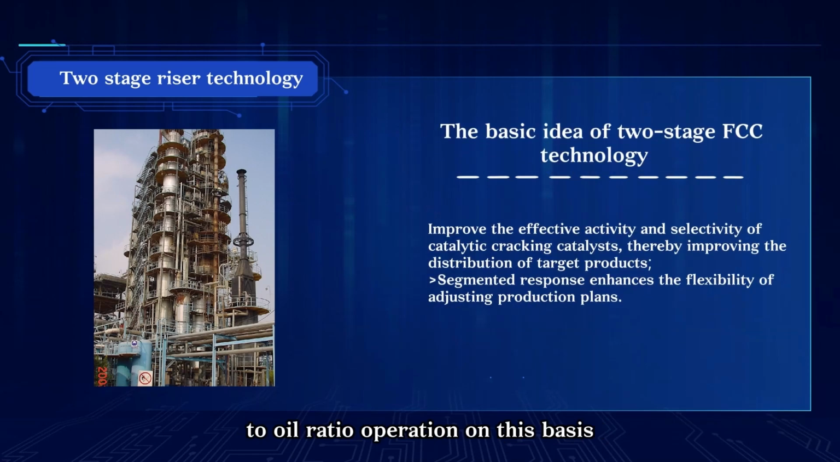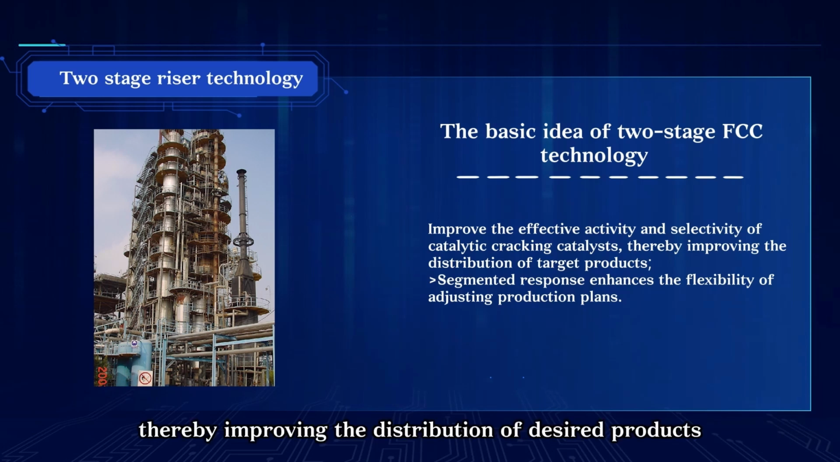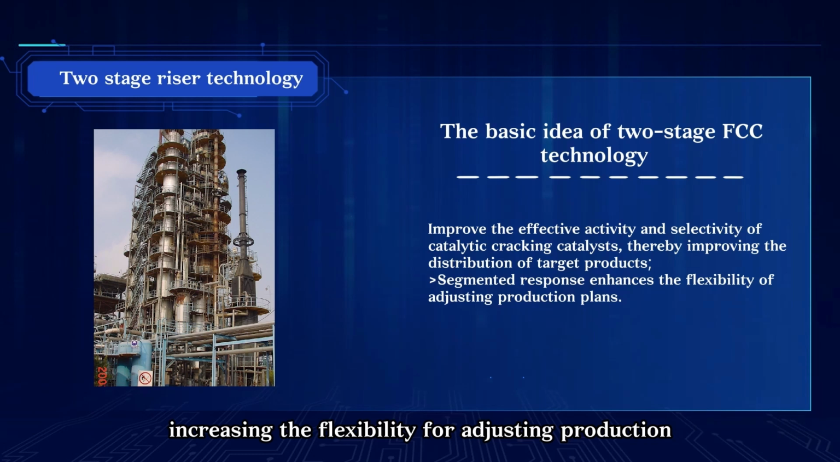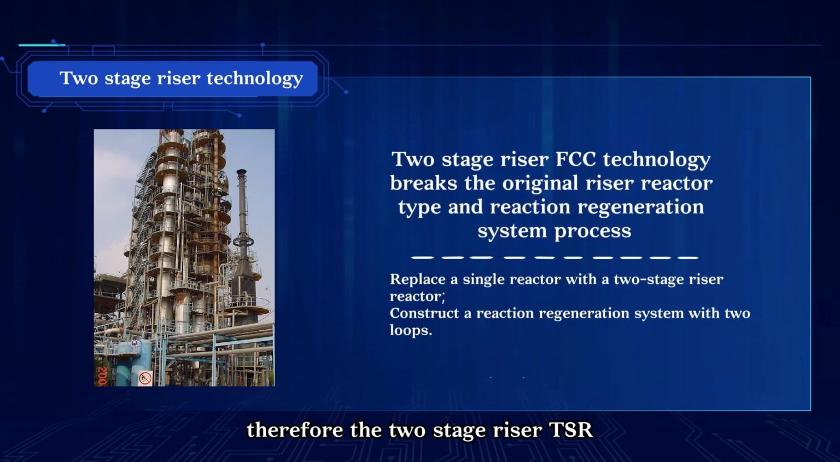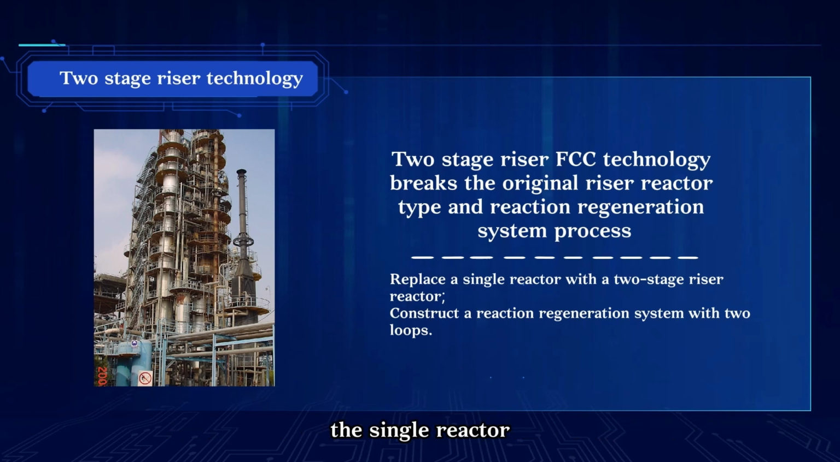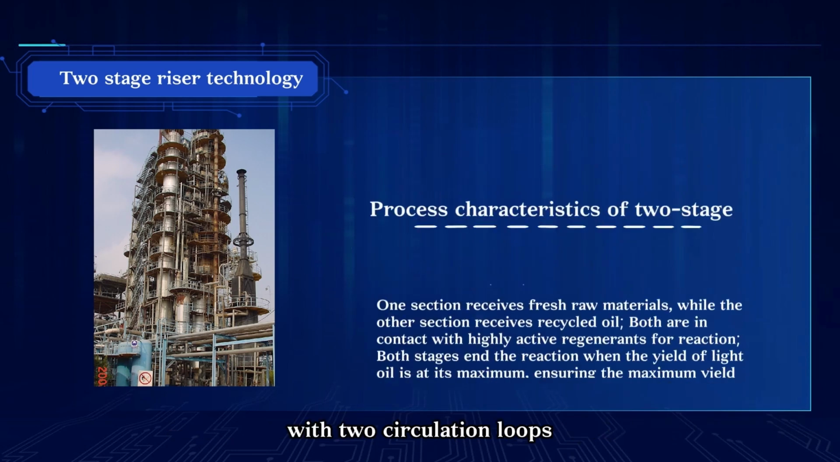On this basis, we proposed the concept of a two-stage riser to improve the effective activity and selectivity of the catalytic cracking catalyst, thereby improving the distribution of desired products. It can be carried out in stages, increasing the flexibility for adjusting production schemes. Therefore, the two-stage riser, TSR, FCC technology broke the original riser reactor form and reaction flow. The two-stage riser reactor replaces the single reactor, constituting a reaction-regeneration system with two circulation loops.